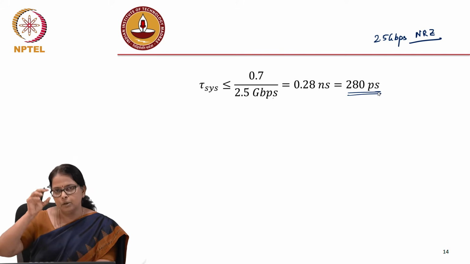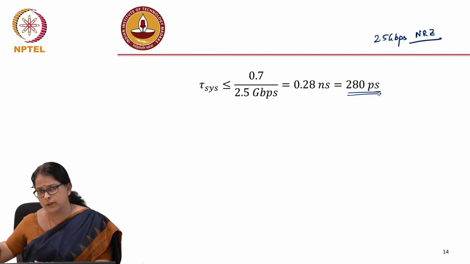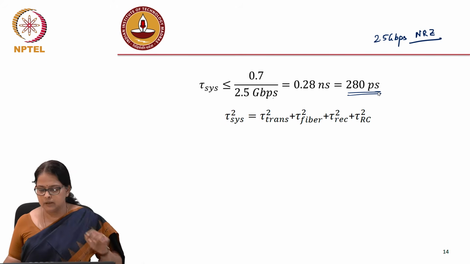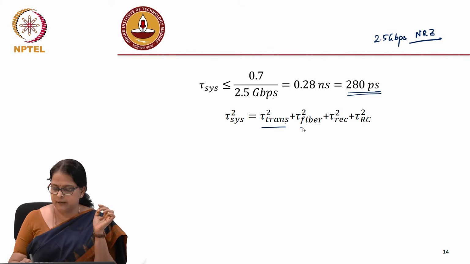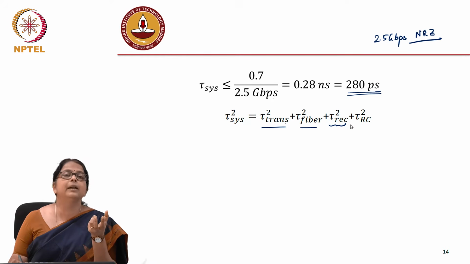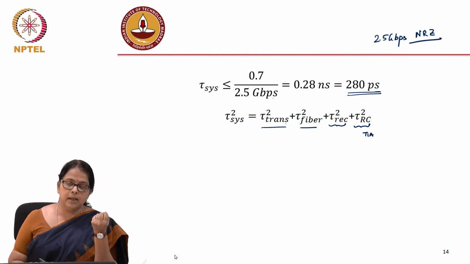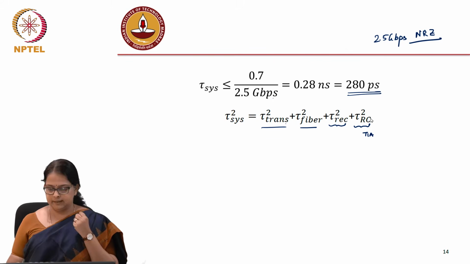This means that, put together, the rise time of the transmitter, the receiver and the fiber must be less than 280 picoseconds. So this is what the formula is: transmitter, fiber, and receiver. In the receiver there is the detector rise time, the time taken for the detector to respond, and in addition there is a TIA stage that has an RC time constant. The rise time posed by the RC time constant is what we are representing as tau RC squared.